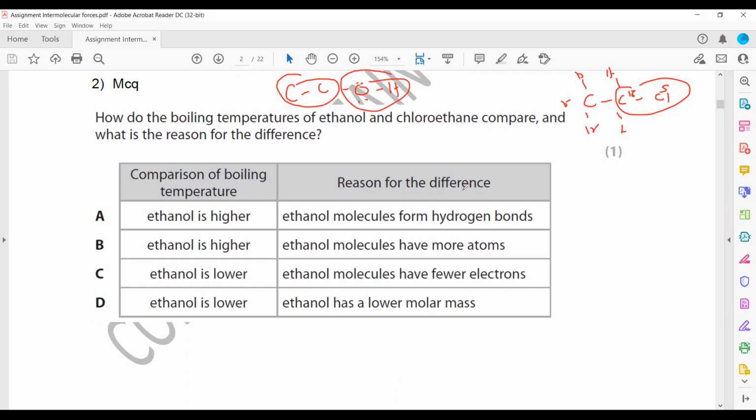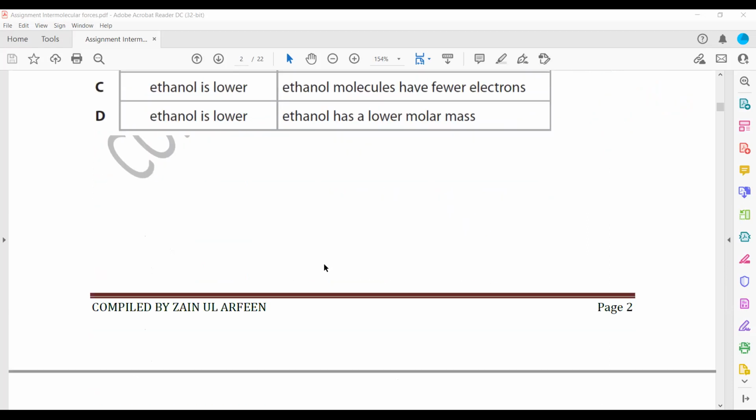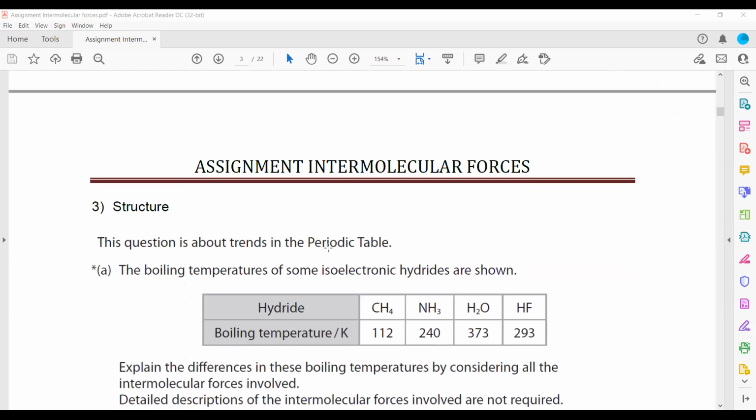And what could be a reason for the difference? Because ethanol molecules can form hydrogen bonds. So A is the right answer. So if a molecule can form a hydrogen bond, likely it will have a high boiling point.